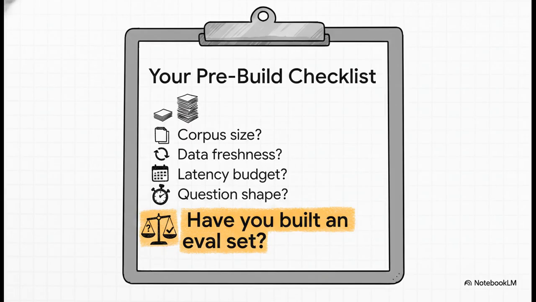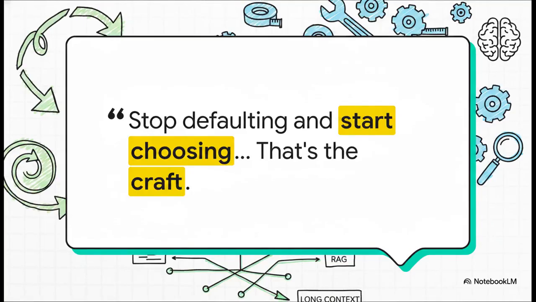But honestly, the most important one on this list is the last one. You have to build an evaluation set of real questions with known good answers first. Don't guess which architecture is better. Measure it. And ultimately, that's what this all comes down to.